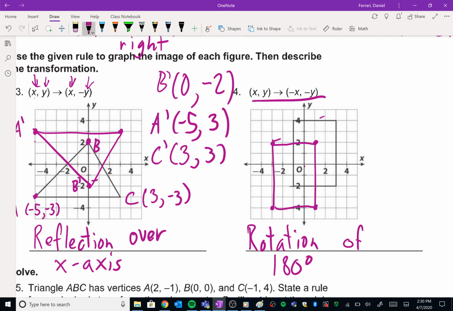If this one had been a translation, instead I would have seen x comma y, and then it was left 2 and down 2. So it would have been x minus 2 and y minus 2, okay? But that's not what we saw. And so in this case, it would be equivalent, but it would not be the exact answer we're looking for on this problem, okay? Because this one should be a rotation.